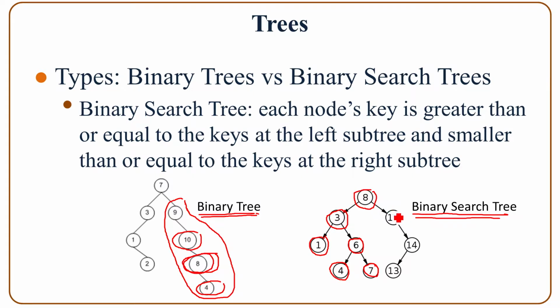Going further to the right, 10 is greater than 8, 14 is greater than 10, and 13, which is on the left of 14, is less than 14. So this is a case of a binary search tree.